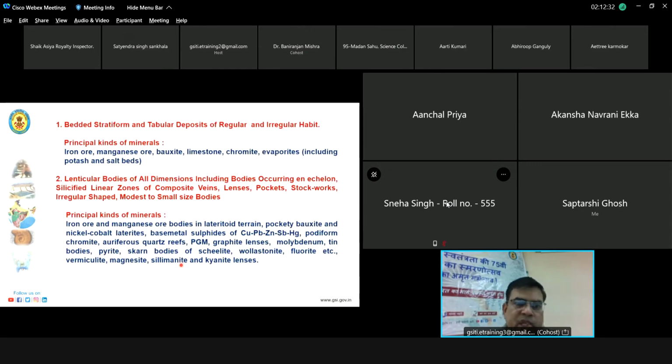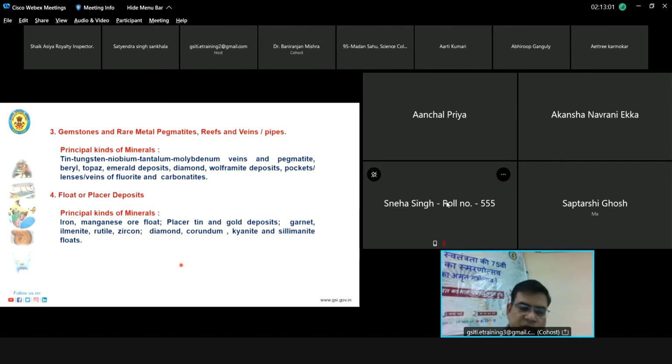They categorized different ore minerals by different deposit type or deposit habit. That is your bedded, stratiform, tabular deposit, in which the principal minerals are your iron ore, manganese ore, bauxite, limestone, chromite, like that. Similarly, the lenticular bodies of all dimensions, including all your veins, lenses, pockets, and irregular shapes. These are iron ores, manganese, and your base metals, copper, lead, and zinc, skarn bodies, like that. Then gemstone and float or placer deposits.